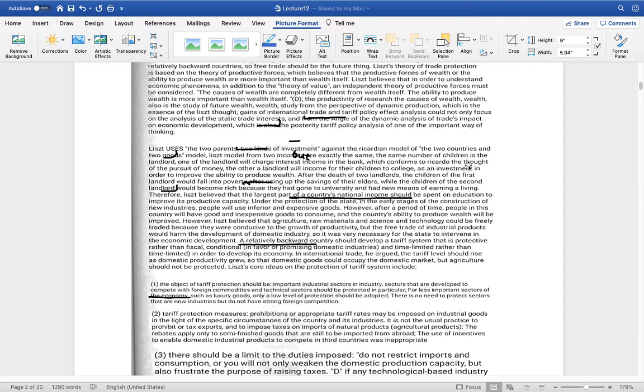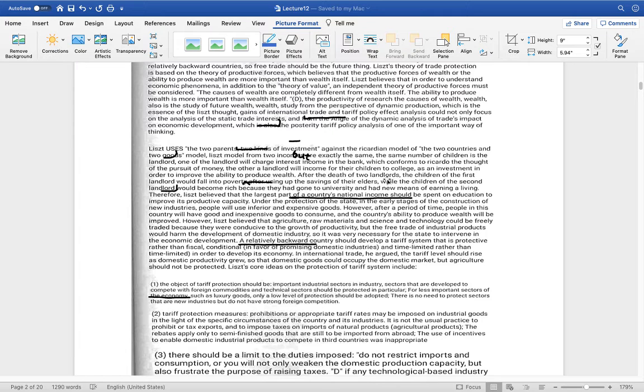thought of the pursuit of money. The other landlord uses his income for his children, to afford his children to go to college, as an investment in order to improve the ability to produce wealth.